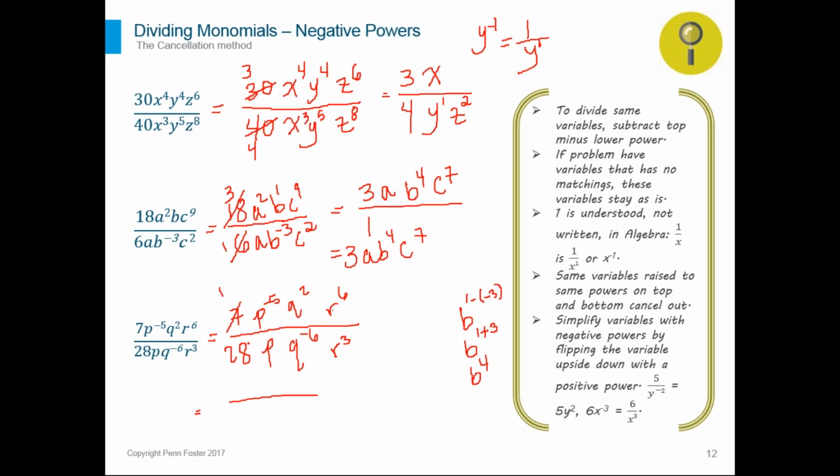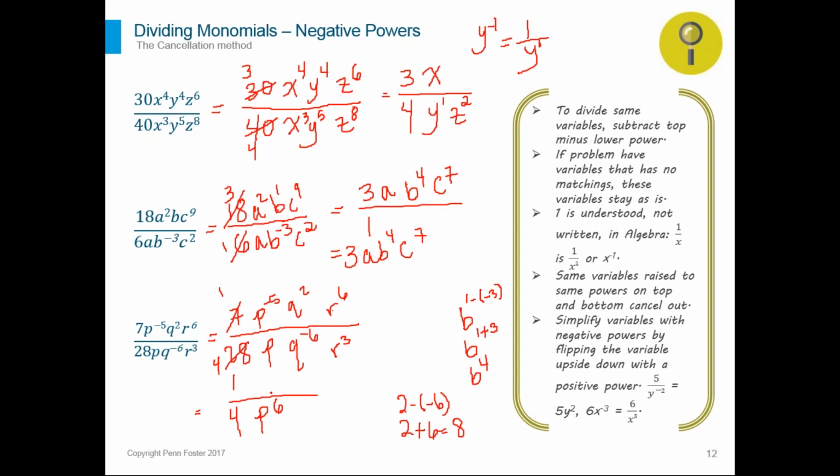28 over 7, that's a 4. 7 over 7, that's a 1. We have a 1 over 4. p to the negative 5 minus 1. Negative 5 minus 1 is negative 6. So p has to go down with the 6th power. q to the second minus negative 6. So 2 minus negative 6, the same as saying 2 plus 6 equals 8. So 8 here is a positive power.